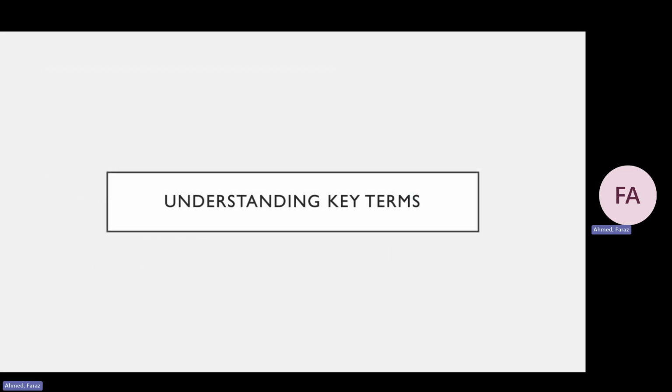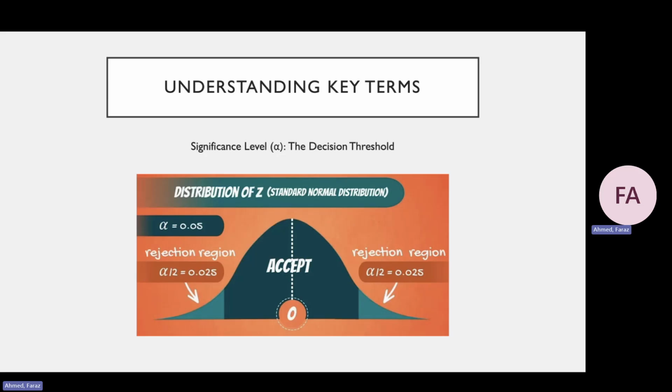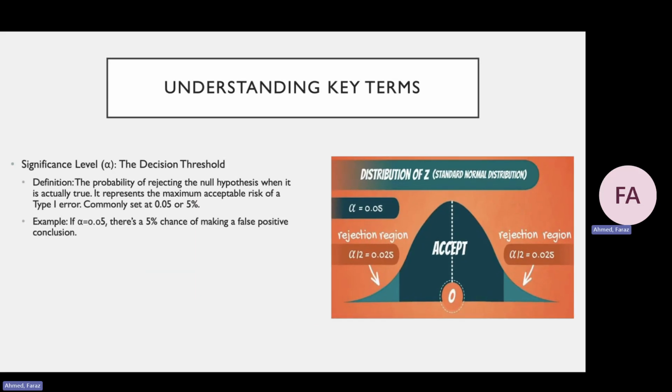Now, let's go over the few key terms that we saw just now. The significance level. The significance level denoted by alpha is our threshold for deciding whether to reject the null hypothesis.